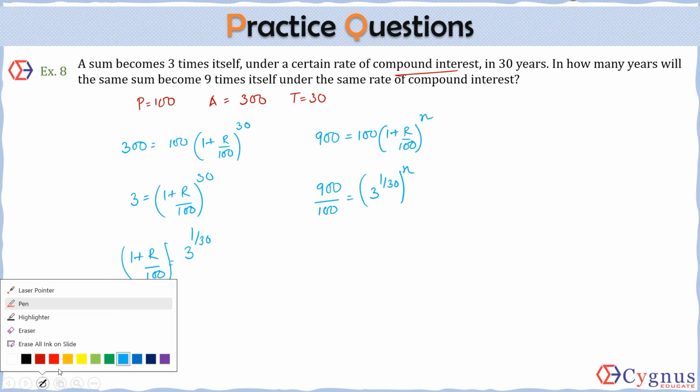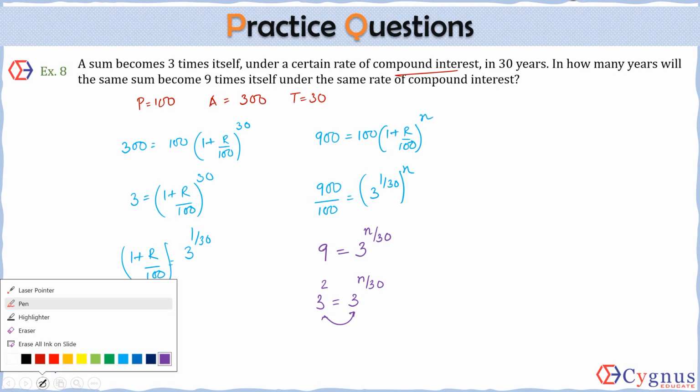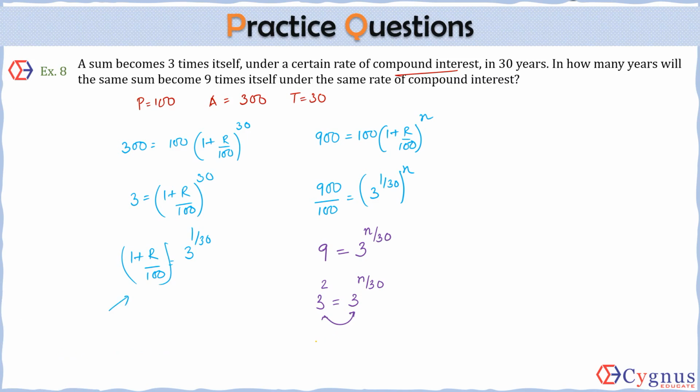Now, when you multiply the powers on the right hand side, what do we get? 9 is equal to 3 raised to the power, these powers will be multiplied, so this becomes N by 30. And I know that 9 can be written as 3 square. Bases are the same, that's why the powers must be equal. So 2 is equal to N by 30. N is equal to 60 here.